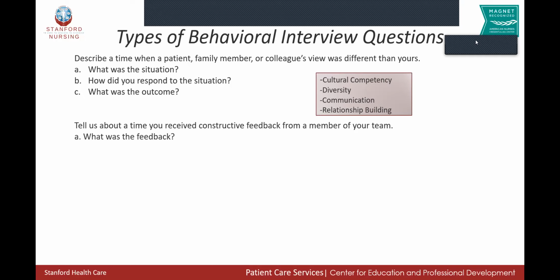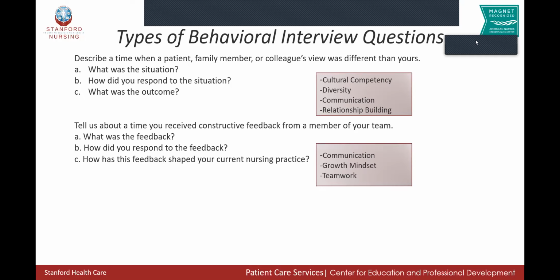We also have: tell us about a time you received constructive feedback from a member of your team. What was the feedback? How did you respond to the feedback? And how has this feedback shaped your current nursing practice? We talked about this a little bit before, about getting constructive feedback about the way that you gave report, and you can use that as an example. I'm going to skip to the next question and then we'll circle back to this.